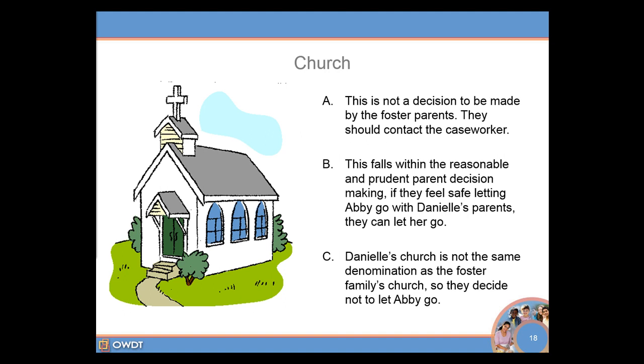A. This is not a decision to be made by the foster parents. They should contact the caseworker. B. This falls within the reasonable and prudent parent decision making. If they feel safe letting Abby go with Danielle's parents, they can let her go. C. Danielle's church is not the same denomination as the foster family's church, so they decide not to let Abby go. The answer is B. The foster parents should talk with Danielle's parents to ensure they feel comfortable allowing Abby to go with them.